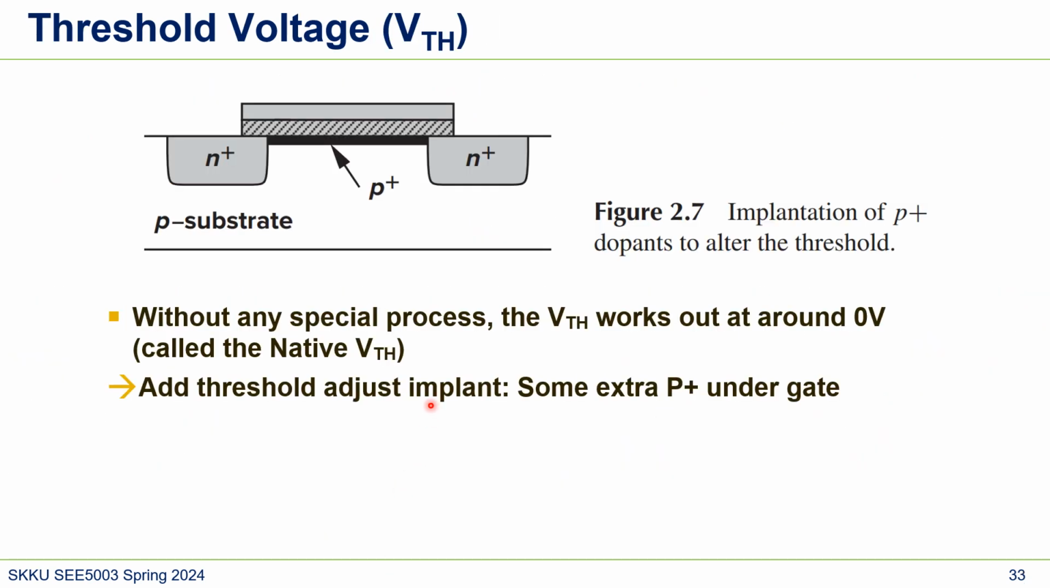But this part will be kind of interesting. This is also from the textbook. What it says is, without any special process, the VTH is around zero volts. It means that it's hard to turn off the MOSFET. This is actually an important thing. So we call this a native VTH.